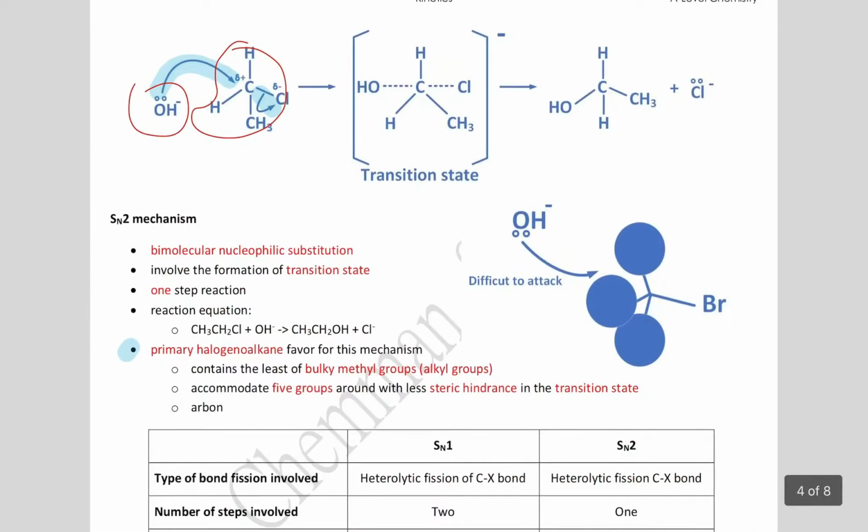Reversely, primary halogenoalkanes only contain one methyl group, so they won't form primary carbocations, because it's unlikely to form the least stable substance. So primary halogenoalkanes will do another reaction, and they will form a transition state like that. Primary halogenoalkanes favor that because here we have 5 groups. If they have fewer methyl groups, which are called bulky groups, they will occupy less space, so they will have less steric hindrance in the transition state. Therefore, you may think SN2 is for primary halogenoalkanes.